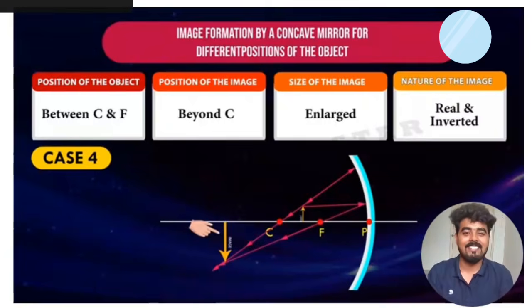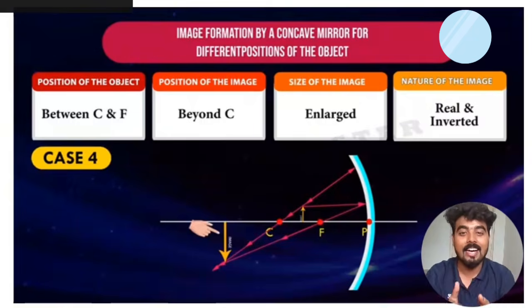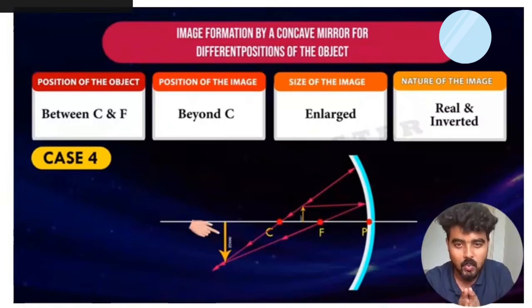Alright guys, we have successfully covered the first 4 crucial ray diagrams for a concave mirror today. In our next class, we will look at what happens when the object moves even closer at F and between F and P. We will also explore convex mirrors.